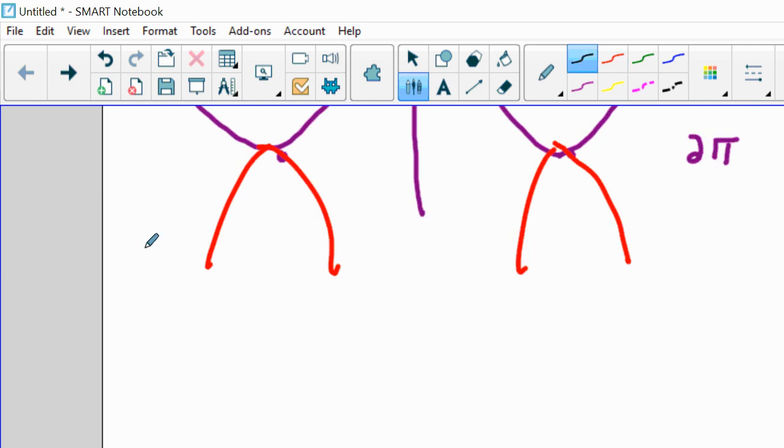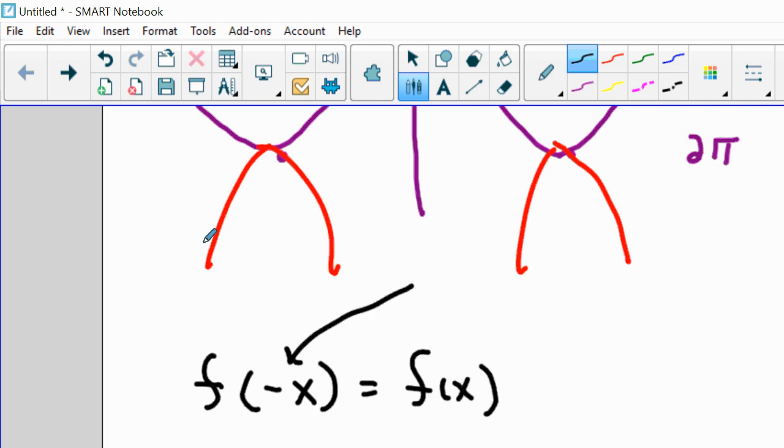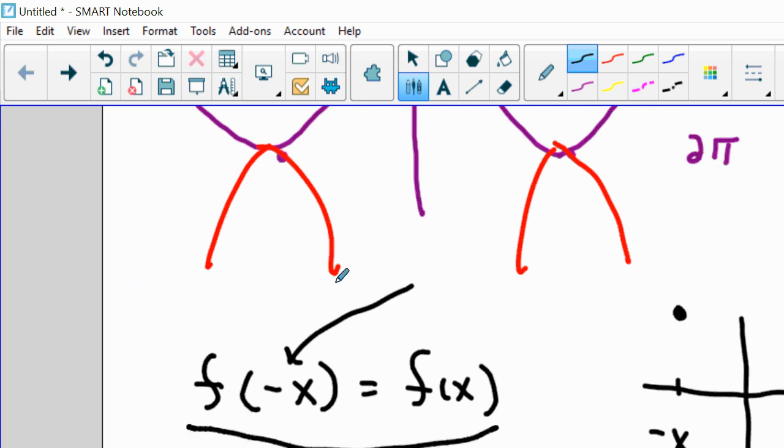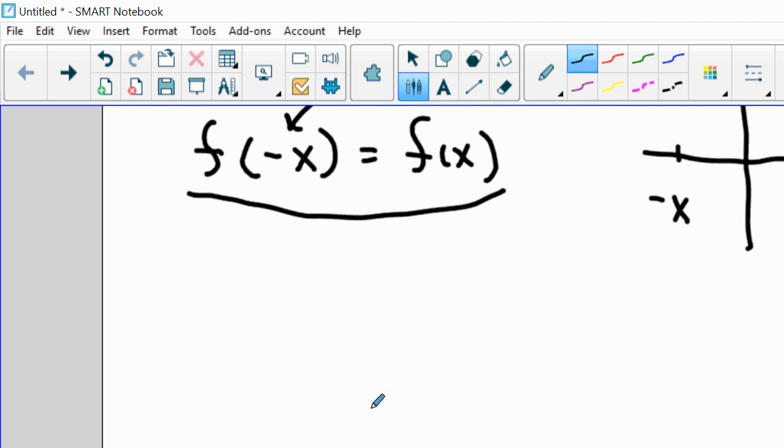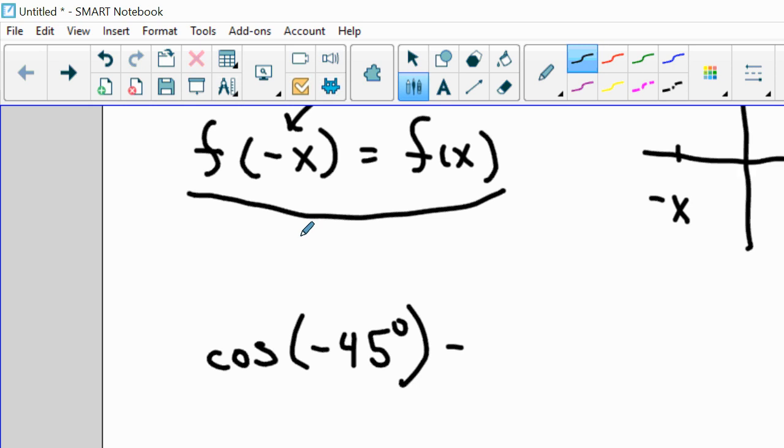Now, algebraically, what it means to be even is f of minus x equals f of x. What it says is for some x here and some corresponding minus x, the y values are the same, i.e. they fold upon each other. So this is a great thing to know, because when I say cosine of negative 45 degrees, poof, it's really gone.